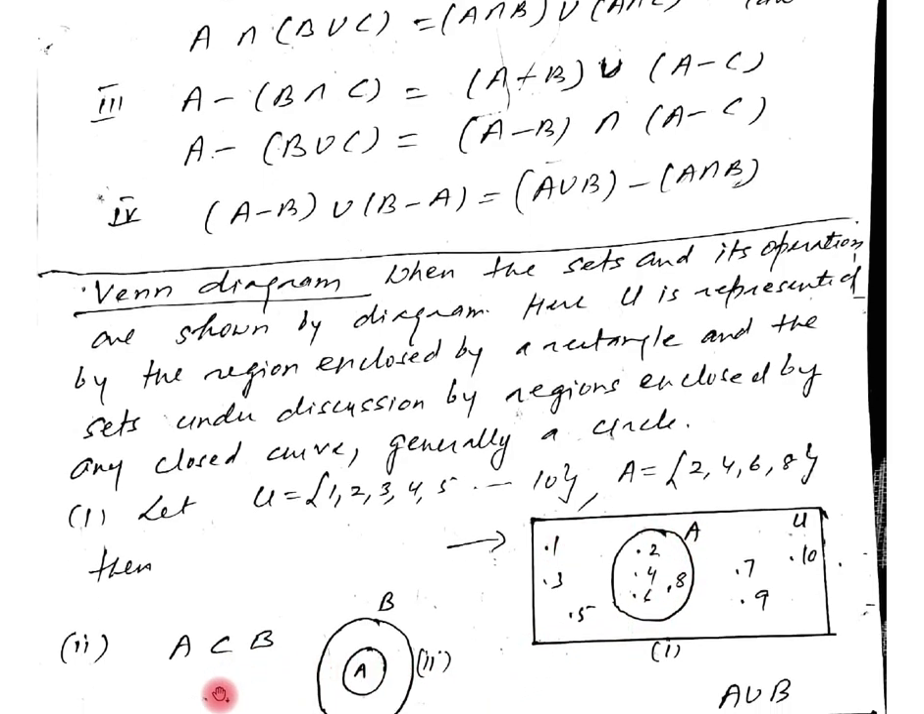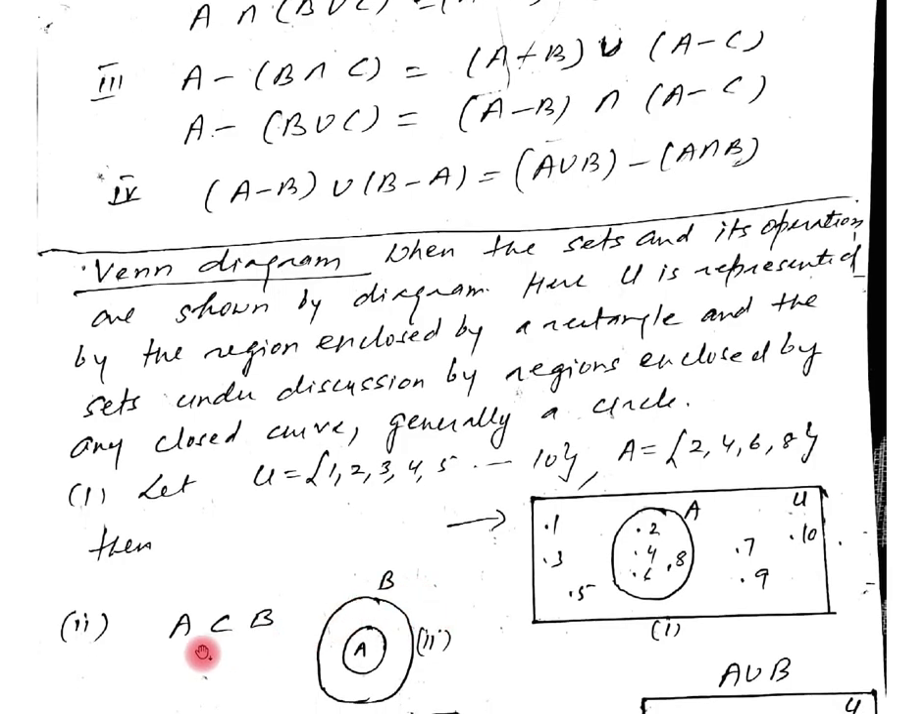Similarly, let us represent A proper subset of B. A proper subset of B means A is contained in B. So it can be shown like this. This is the set B, and this is A contained in B.